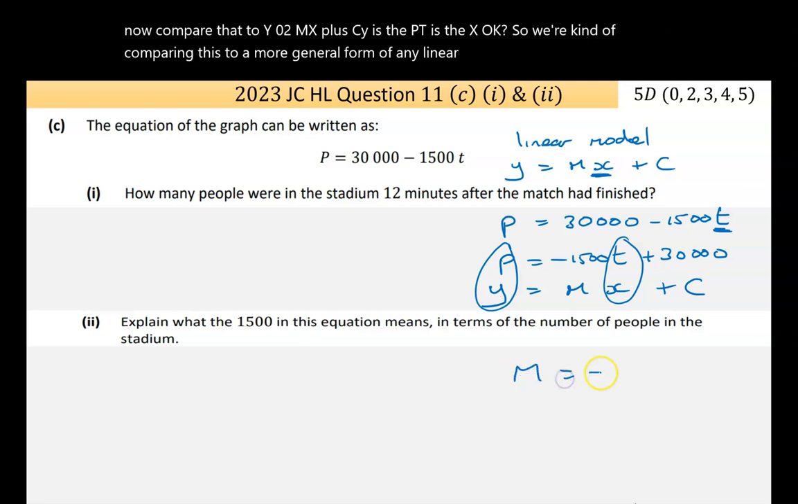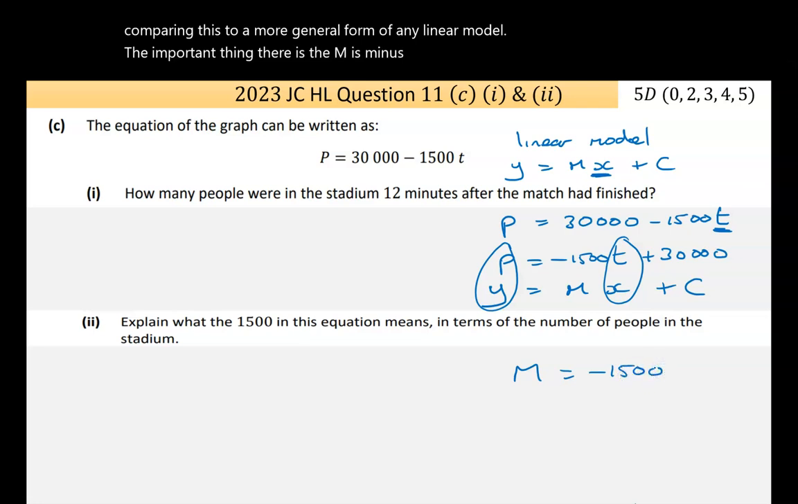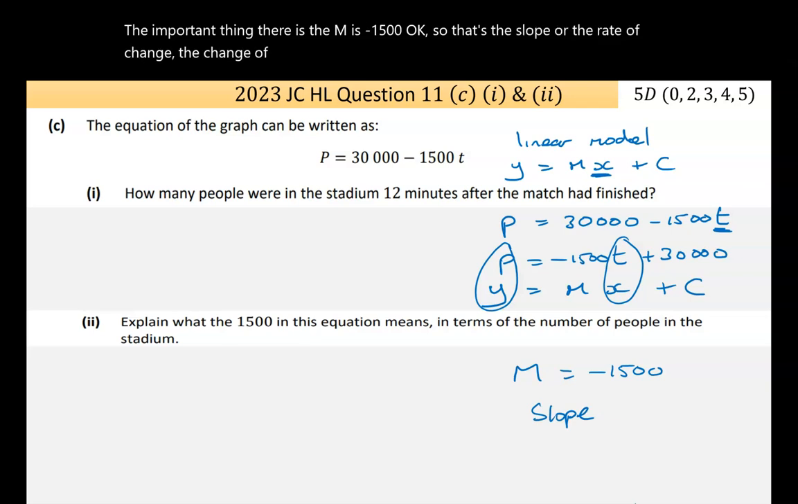The important thing there is the m is minus 1,500, okay? So that's the slope, or the rate of change. The number of people is going down by 1,500 a minute. So the negative is going down, and the 1,500.